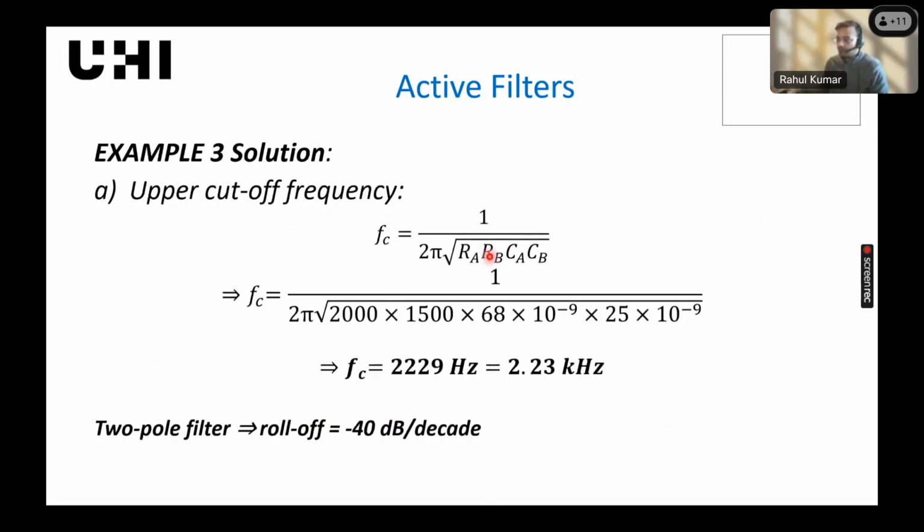So using the formula, it's quite simple and straightforward. Just be careful with unit conversions, right? Most of the time, capacitance and inductance will be given in millihenry or microfarads or nanofarads, so you have to know the conversions. If you convert it, we are getting 2.2 kilohertz. And this is a two pole filter, so the roll off or the slope will be minus 40 dB per decade.